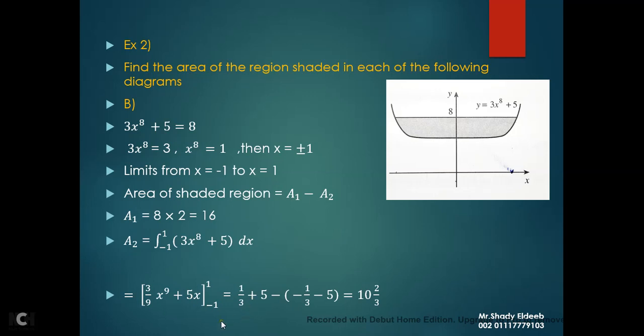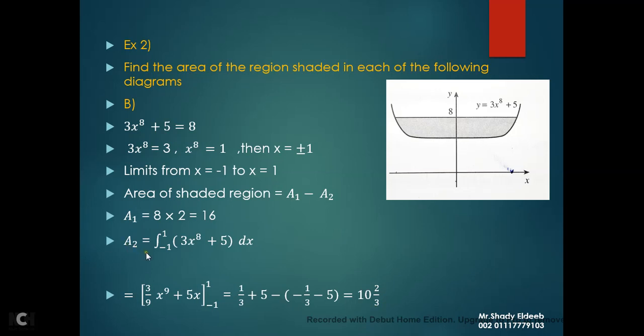Let's see, it will be 3 over 9, which is a third, and a third multiplied by 1 to the power 9 is 1, so a third times 1 is a third, and here 5 times 1 is 5, minus, and open the bracket, negative 1 here, it will be negative 1, and negative 1 multiplied by 3 over 9 is negative a third, and negative 1 here, instead of x, it will be negative 5 at the end, and then the final answer here is 10 and 2 over 3. Note that this is the area under the graph, which is area 2.